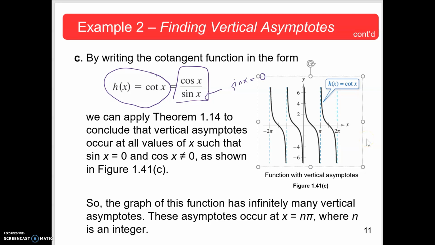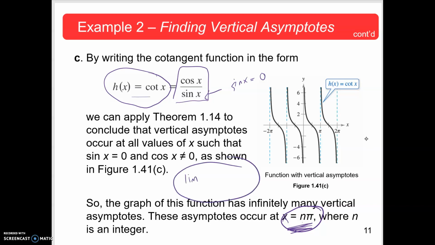And in fact, you can state that there's a vertical asymptote at every n times pi. That's when sine x equals 0, and that's where cotangent x has a vertical asymptote. And again, bring in the calculus piece. Find for me the limit of the cotangent of x as x approaches 0 from the left. What does that equal? Well, you have a graph here, which makes this really easy.